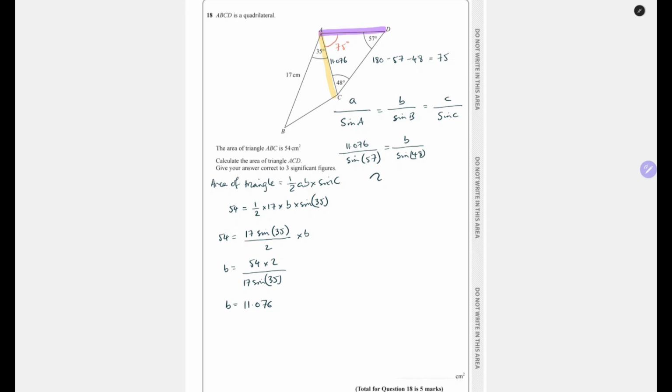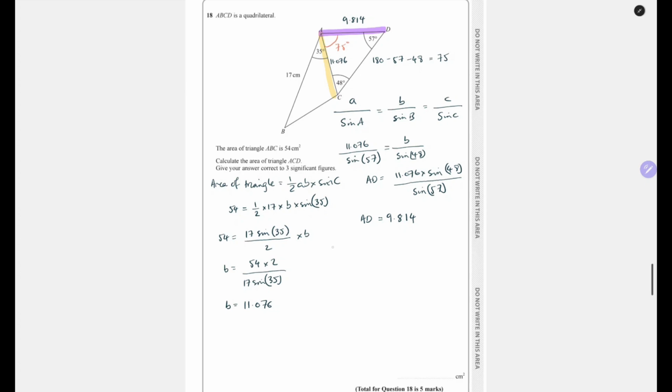And so we can rearrange to make length AD the subject, which is 11.076 multiplied by sine 48 over sine 57. If you put that into a calculator, the length AD is 9.814 centimeters. So AD is 9.814 centimeters.